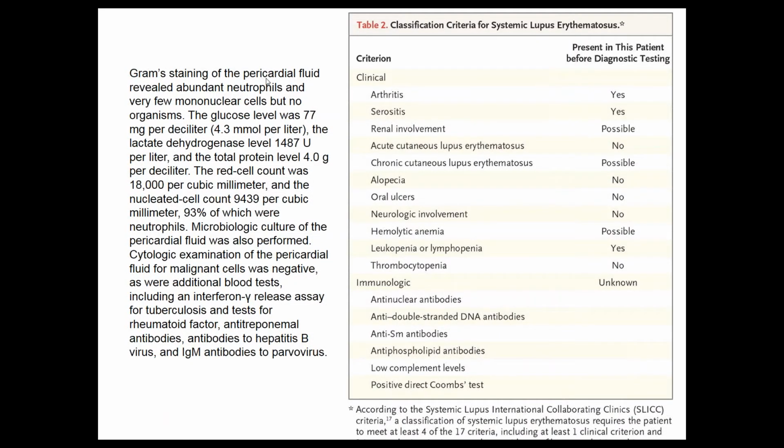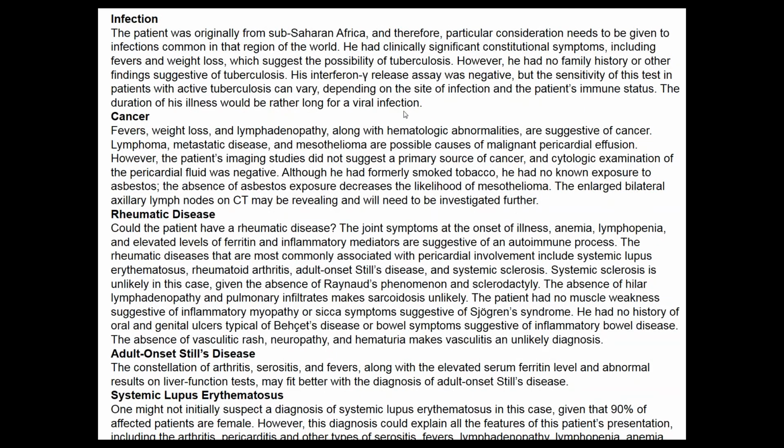So pericardial fluid was removed, and a gram stain didn't show any bacterial origin of this problem. And if we look at the differential diagnosis here of could this possibly be lupus erythematosus, he has some findings that are consistent with lupus erythematosus and other findings that are not. But then the appropriate testing is done, and we'll see that the testing was positive.